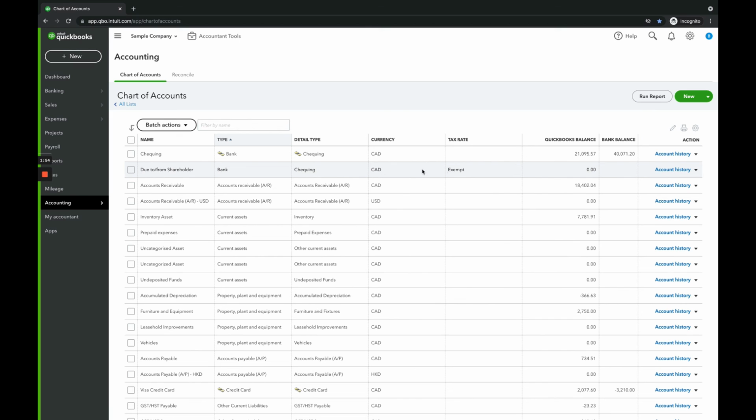So depending on the balance of this account on the balance sheet, whether it's in debit or it's in credit, that will tell you whether the business owes you money as the business owner or you owe the business money. If this account is in debit, it means that you owe the business money. If this account is in credit, it means that the business owes you money.